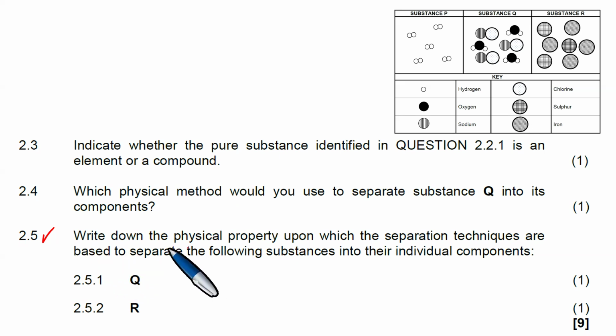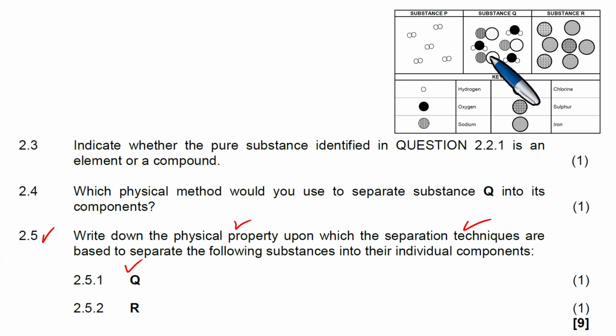All right, in 2.5 now, write down the physical property upon which the separation techniques are based to separate the following substances into their individual components. Like if you want to separate substance R, what is the physical property upon which the separation techniques are based?